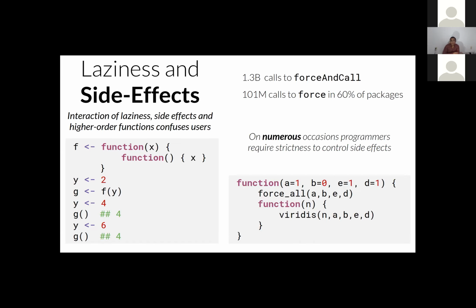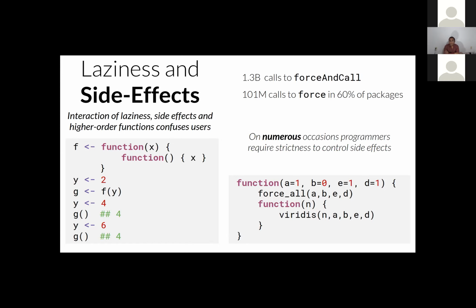In fact, the problem is so severe that the R developers were forced to add a function called force and call. This function forces the arguments of a function in a predefined left to right order and then applies that function to the arguments. There are 1.3 billion calls to force and call in our corpus, and all of them originate from higher order functions. So all the higher order functions in our map, filter, reduce, they all internally use force and call.